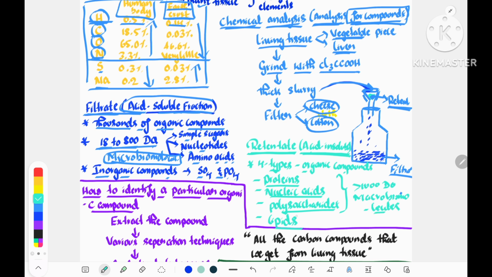Here, lipids, even though they are separated in the acid insoluble pool or in retentate, are not strictly macro biomolecules because lipids are not present freely in a cell. They are present in structures, especially cell membranes. Now, when we grind the tissue, these lipids will form vesicles. And vesicles are water insoluble, hence they are separated in the acid insoluble fraction. Hence they are not strictly called macro biomolecules.